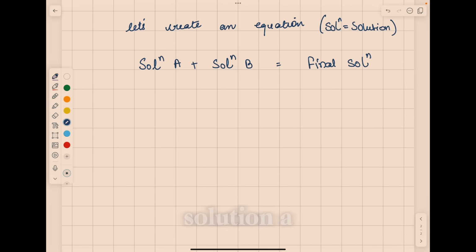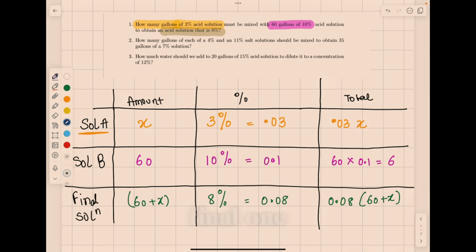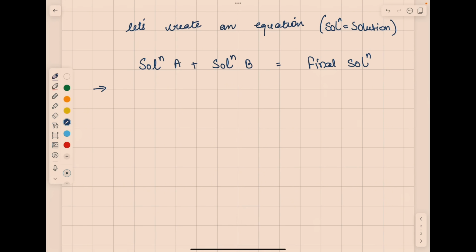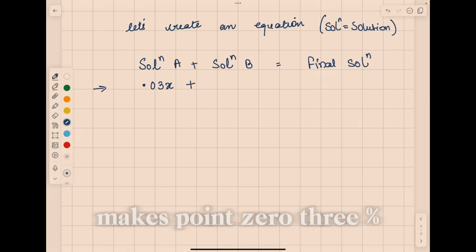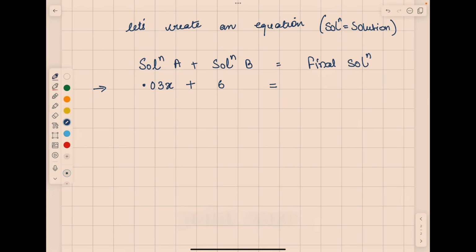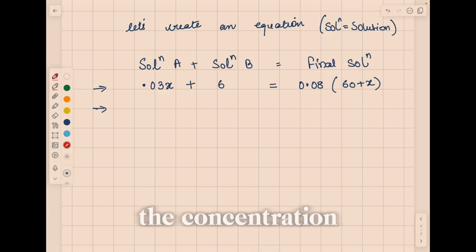So how much was solution A? Remember, we took X amounts and we mixed it with a percentage of acid, and our final one was 0.03X. So I took X gallons and mixed 3%, or 0.03, acid solution in that. And for solution B, we had 60 gallons times 10%, which makes it 6. And the final solution was 60 plus X times the concentration, which was 8% or just 0.08.